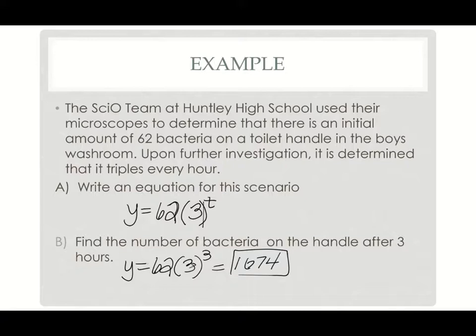So our graph would be getting larger over time. And our initial value is 62. So it would be at 62 on our y-axis, that'd be our y-intercept, because that's our starting value. We're starting with 62 and it's growing from there.